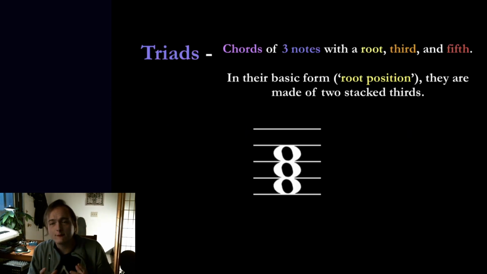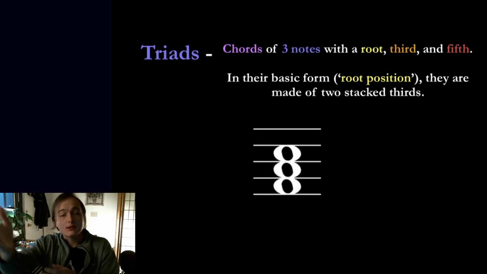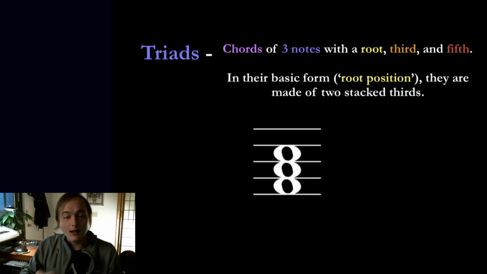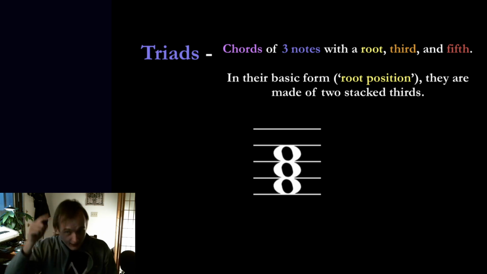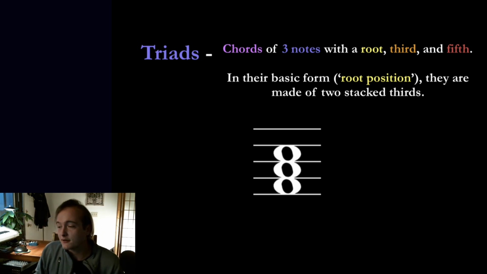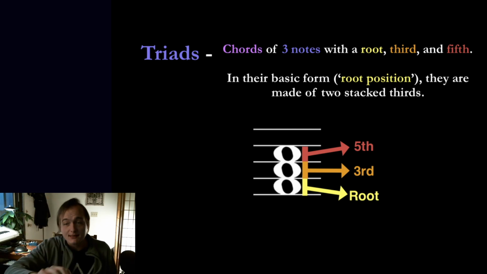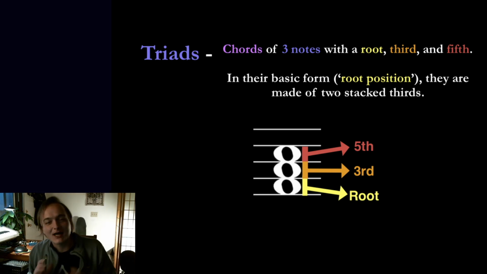In their basic form, which is called root position, they are made up of 2 stacked thirds. Thinking to our intervals now, with 3 notes, we're going to have a third from F to A there, and a third from A to C. So those are the stacked thirds, making a root, a third above it, and a fifth. Think of the scale. If this is the root note of the scale, then you could have F, G, A, B flat, C. Let's take a look at some types of triads.